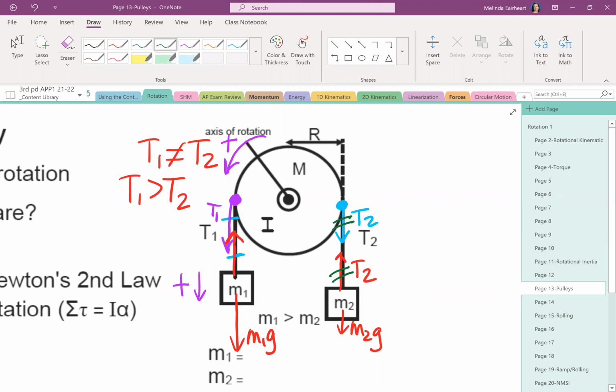We'll finish up pulleys, roll some objects, always doing net torque. Please try some equilibrium, rotational kinematics now. Don't save it for Monday night.